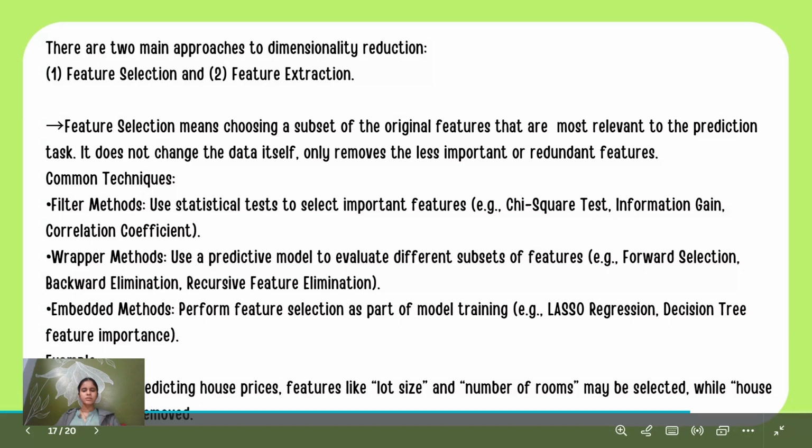Feature selection means choosing a subset of original features that are most relevant to the prediction task. It does not change the data itself, only removes the less important and redundant features. Common techniques: filter method, wrapper method, embedded method. Example, in a house price prediction dataset, features like lot size and number of rooms may be selected while house color may be removed.